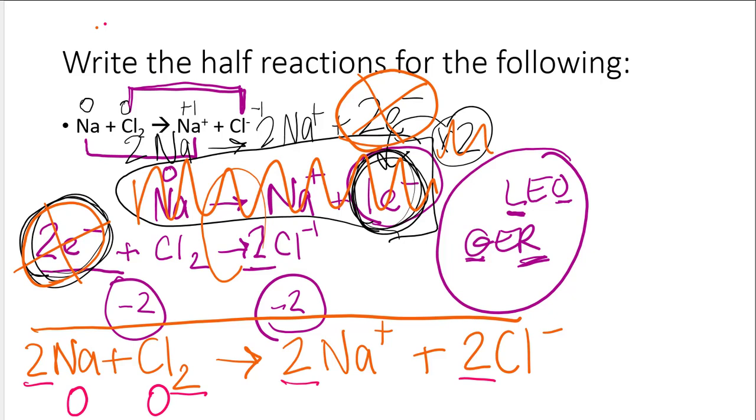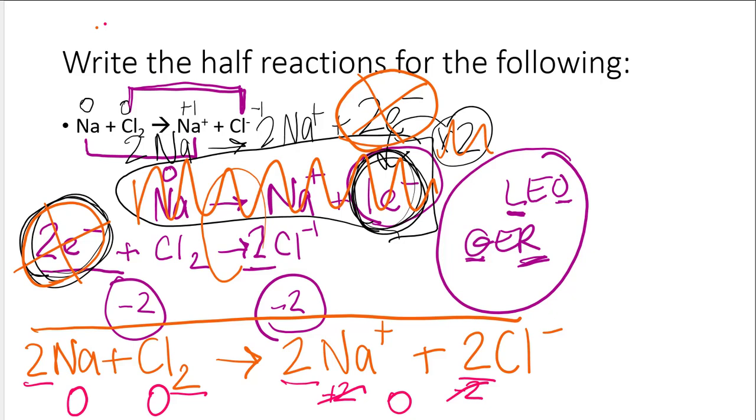0 is the overall charge on the left. I have 2 pluses, so this is a +2. And I have 2 minus 1s, which is 2 minuses. So 2 minus and 2 plus, yes. My overall net is 0 on the right, and the overall net is 0 on the left.